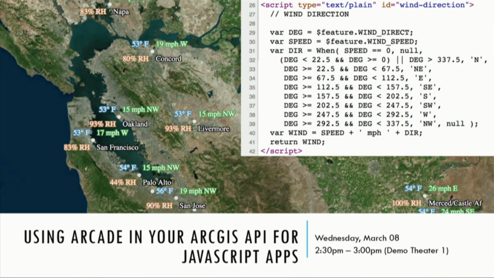So in this particular example, we set up 4 label expressions for each weather station point in this app. And one of these labels, the green one you see with the wind speed and direction, is generated with this longer Arcade expression to reclassify the compass direction of the wind and append the wind speed to it as well. So it's still a cool session, and I encourage you to attend that if you can't make the other one.